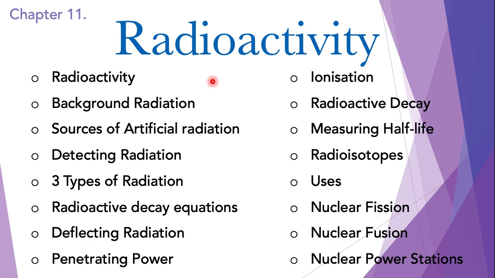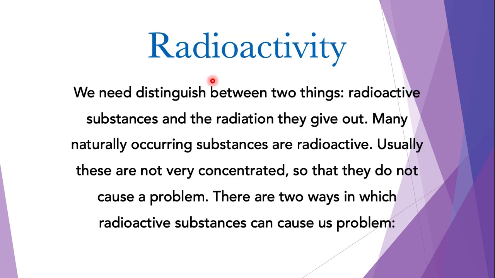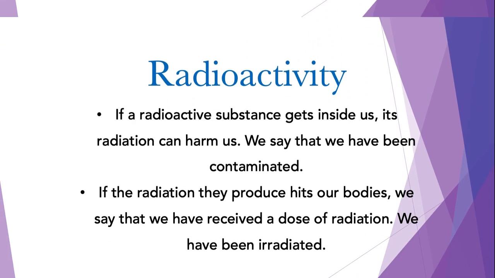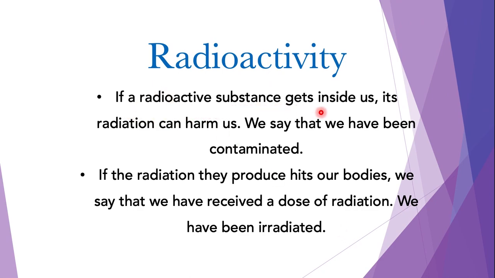So let's start. First, we need to distinguish between two things: radioactive substances and the radiation they give out. Many naturally occurring substances are radioactive, but usually these are not very concentrated, so they do not cause a problem. But there are two ways in which radioactive substances can cause us problems. One, if a radioactive substance gets inside us, its radiation can harm us. When a radioactive substance gets inside us, we say that we have been contaminated.